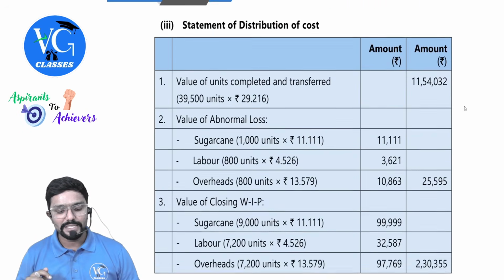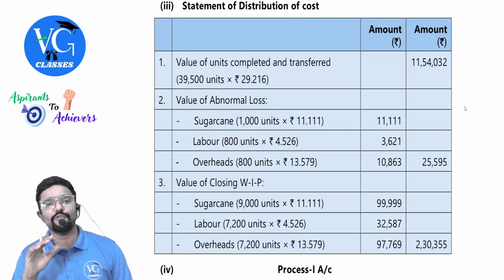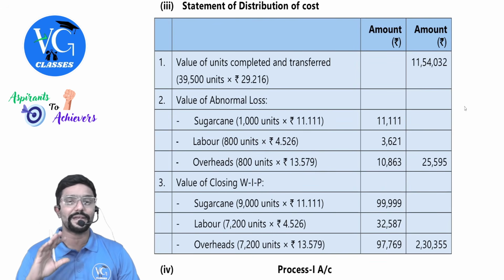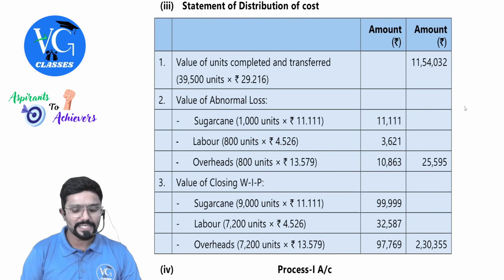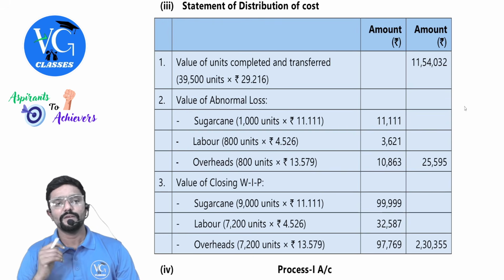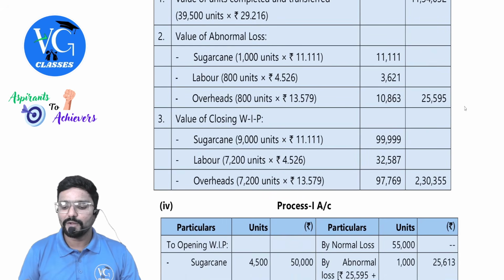Sir, can we merge labor and overhead and write together? For example, 800 into the total of these two, that is 4.526 plus 13.579. Yes, we can do that also, alternatively. But I suggest showing element-wise only when the costs are given separately. So you'll get the value of abnormal loss.